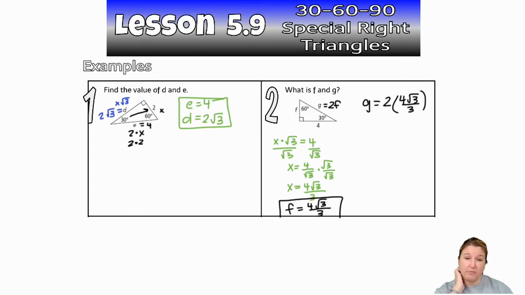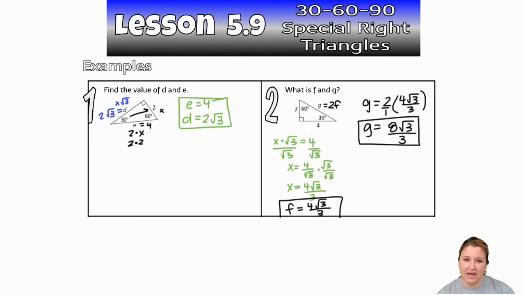If you remember back when you learned to multiply fractions, you just do top times top and bottom times bottom. When we're talking about radicals and we have a coefficient like 4 or 2, which is not underneath the radical sign, we just multiply those two coefficients. So 2 times 4 gives me 8 times the square root of 3, and then I have 1 times 3 on the denominator, so 3. So G is 8 square root of 3 over 3.